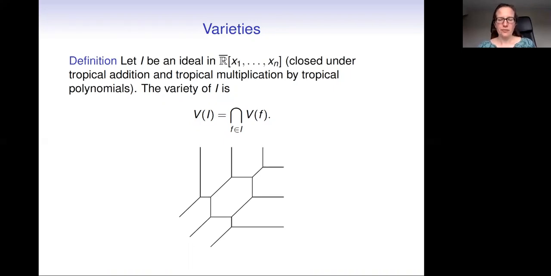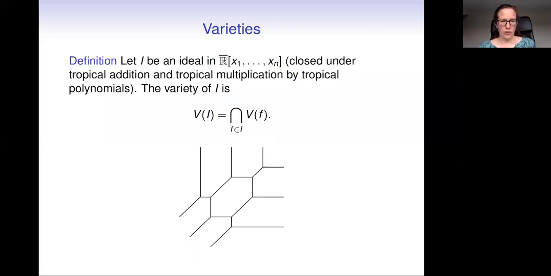Okay. Someone else is asking, why are we taking intersection here? Because we want the common zeros, right? So classically, you want the common zeros. And if you know what an affine variety is, you could write the same definition for usual affine varieties as we did for tropical varieties. Okay, and then a question: what is the variety of 0? That is all of R bar to the n.